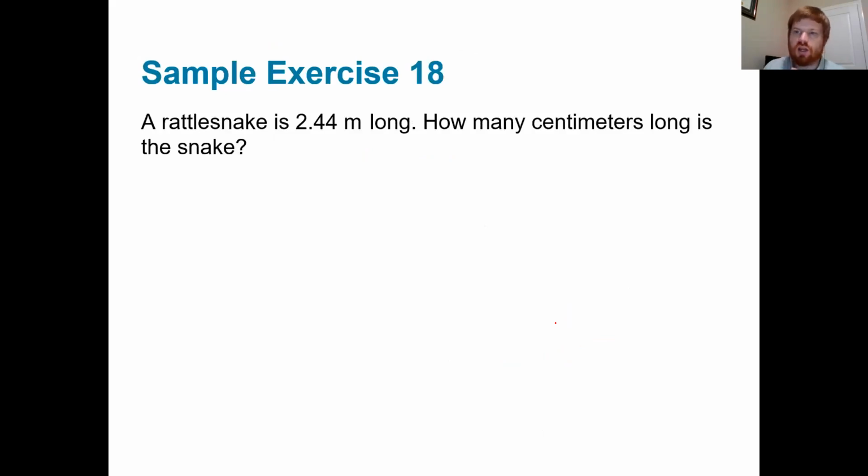Okay, here we go, guys. Give it a shot. A rattlesnake is 2.44 meters long. How many centimeters long is the rattlesnake? Again, this is another example where you were able to measure the snake once. You don't want to measure it again. So convert from your first measurement to another measure. This is 2.44 meters long. Convert that into centimeters.